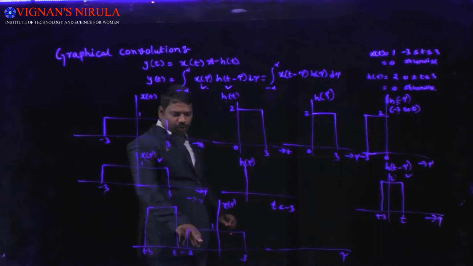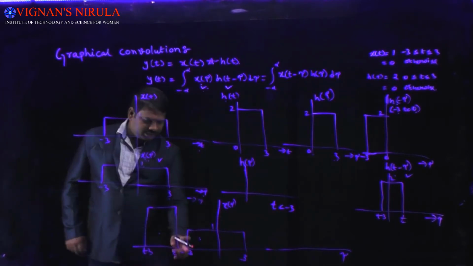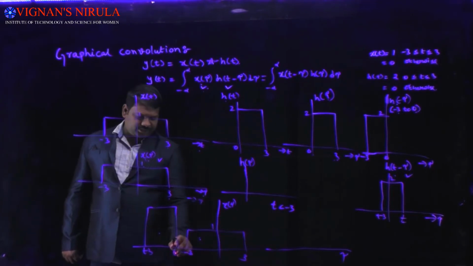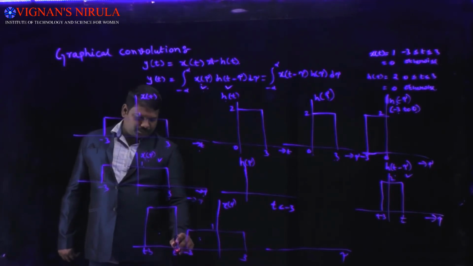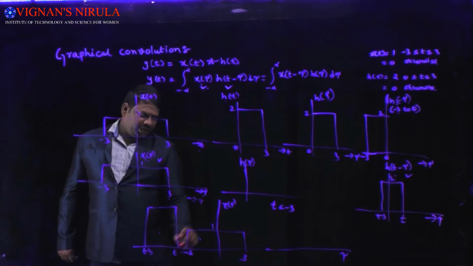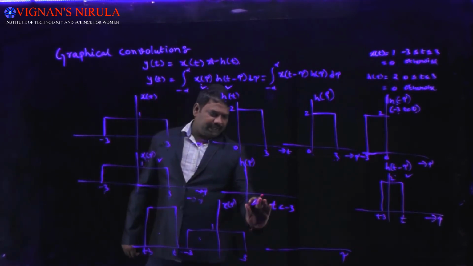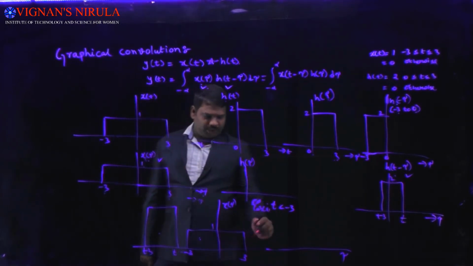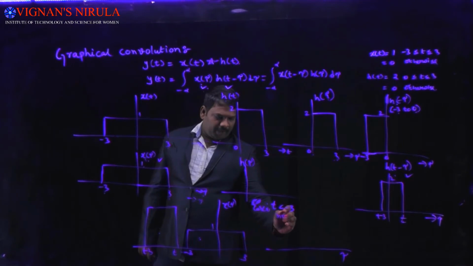As there was no overlapping, the first signal will be defined from minus 3 to plus 3, and another signal will be defined from t minus 3 to t, where t is very much less than minus 3. That is the case of case 1, as there was no overlapping.